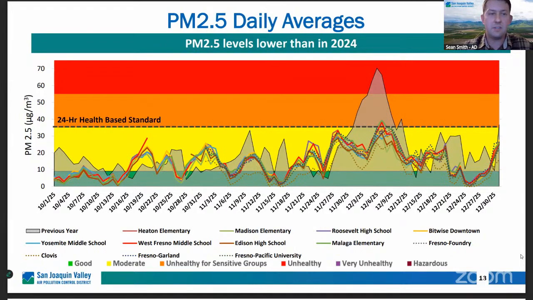What you'll notice is in 2025, there are only 3 days roughly where we actually break the 24-hour health-based standard. And in 2024, we had about 7 days where we were in the unhealthy for sensitive groups category, and only 3 days where we were in the unhealthy category. So the air quality for the most part has been under that 24-hour health-based standard.